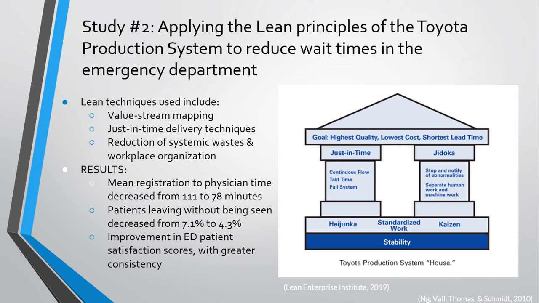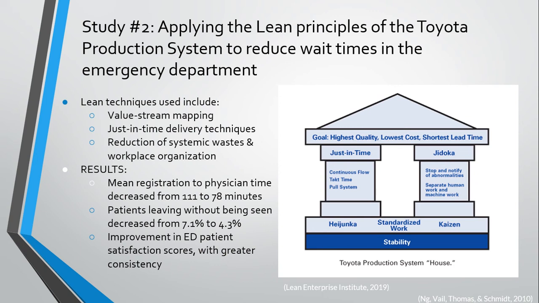New projects were created and implemented weekly based off of staff feedback and suggestions. In the months following the lean workshops, there were significant reductions in wait times and length of stay. Prior to implementation, the mean wait time to see a physician was 111 minutes, and the mean length of stay for discharged patients was 3.6 hours.